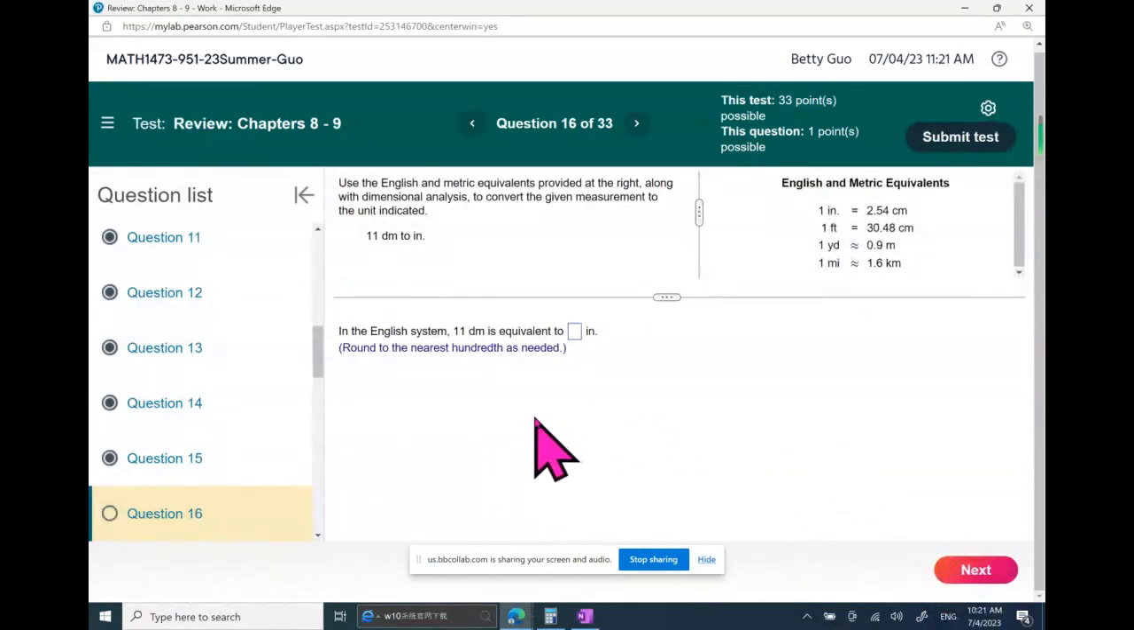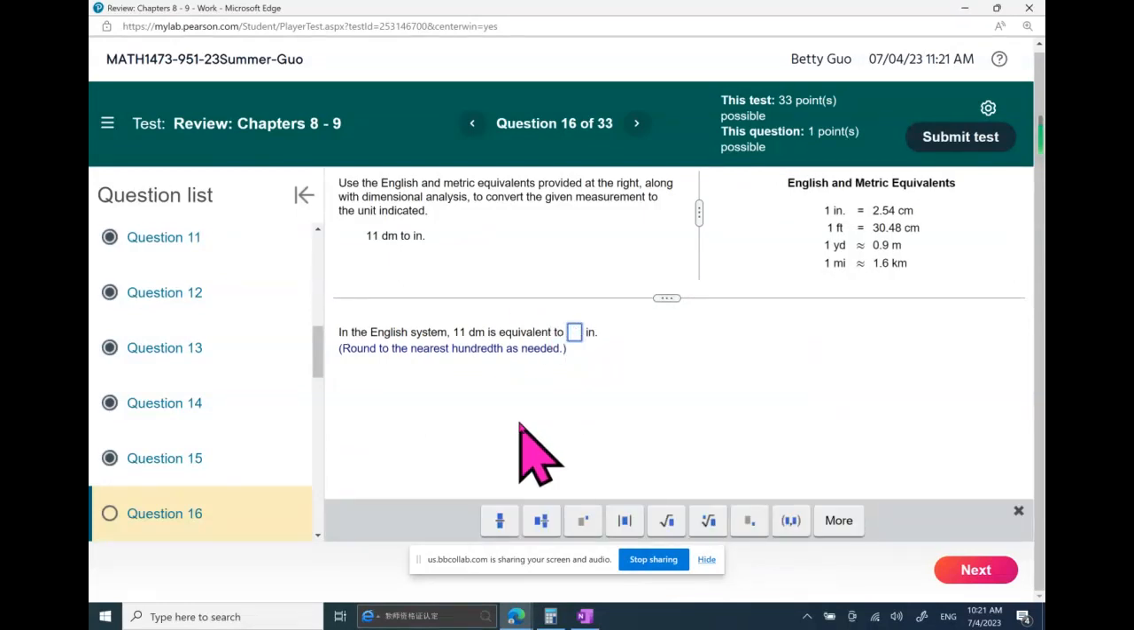Okay, I assume we are not going to be using the calculator anymore, right? I hope so, because I'm going to get my mouse back. So use the English and the metric equivalents to provide at the right. So we are going to convert 11 decimeter to inches.